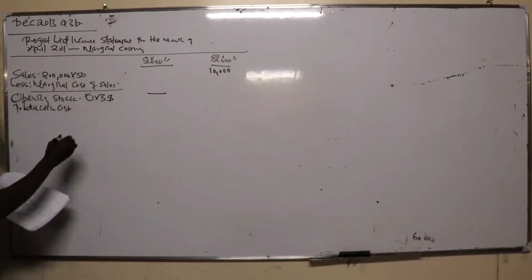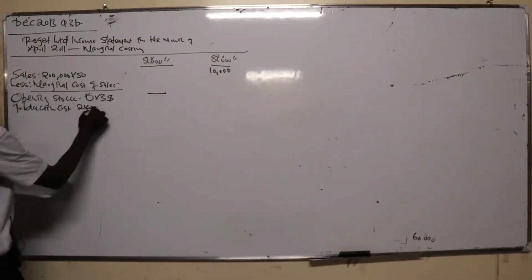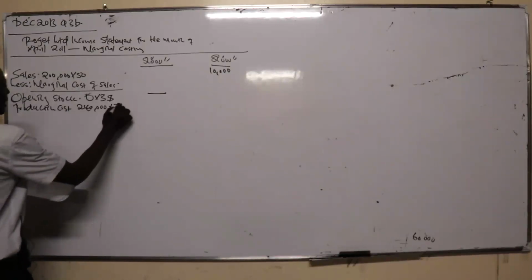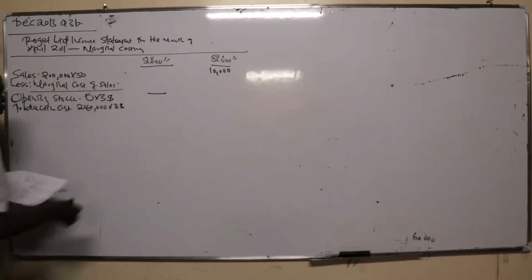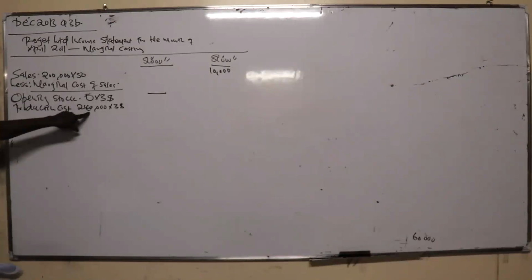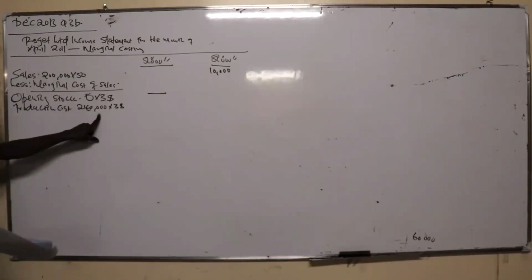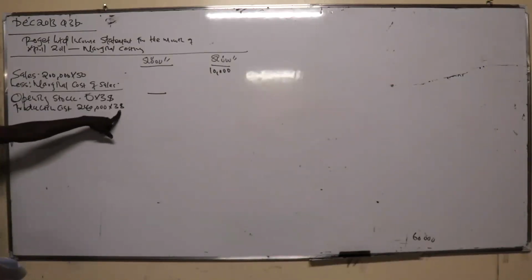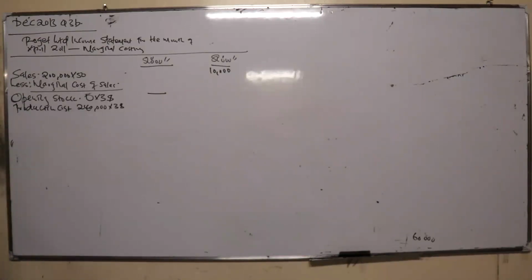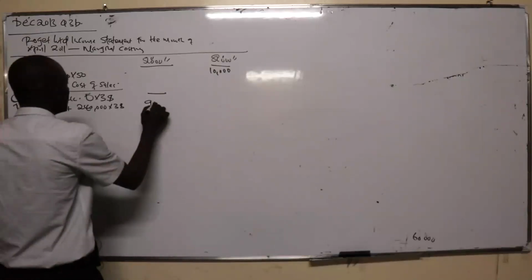The total units that were produced is 240,000. You multiply by 38. When it comes to production costing, when you're using marginal costing, you value the production cost based on the marginal production cost per unit. That is variable production cost. So this one is going to be 240 times 38. So this is going to give you 9120.